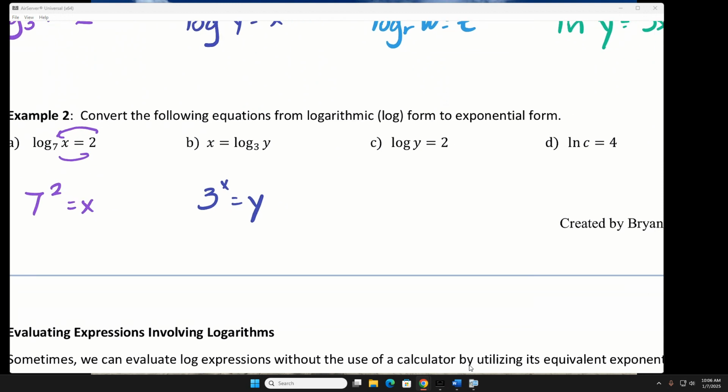Right, and then on C, no base means what base? 10. All right, what questions do you guys have so far? Good.